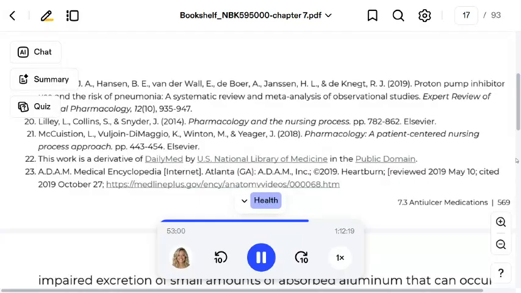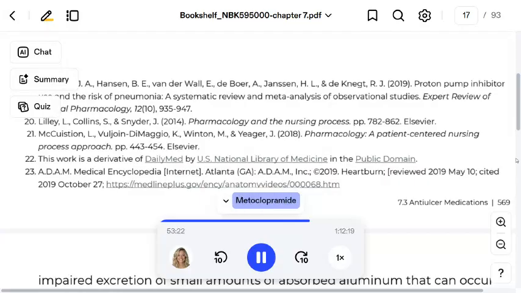Health teaching and health promotion. Clients should be instructed to take medications as prescribed. They should avoid alcohol and other CNS depressants. Clients may experience increased photosensitivity, and extreme temperatures should be avoided. Clients should be advised that urine may turn pinkish to reddish brown.